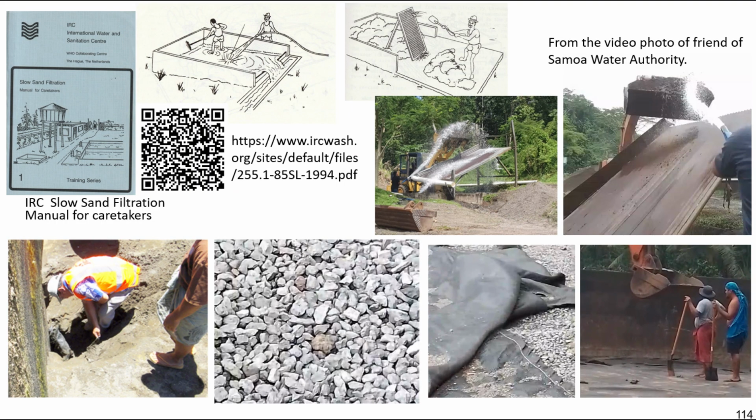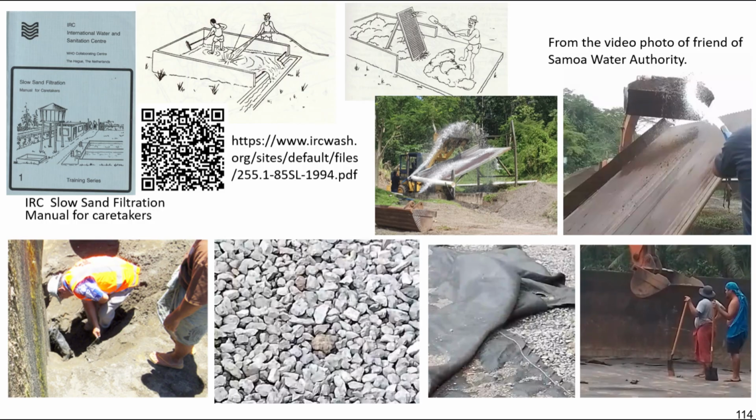A simple method for washing the sand is also described in the IRC's Manual for Caretakers of Slow Sand Filters. I recommended this method of washing the sand, and I learned that SWA still uses this simple method 15 years later. There is a drainage channel at the bottom of the filtration pond. Gravel is placed around it. The gravel is also crushed stone.